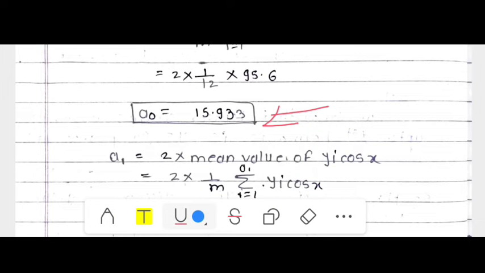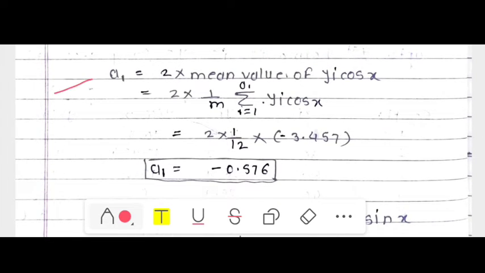Now similarly we write the formula for the value of a1. a1 is equal to 2 into the mean value of yi into cos x, which is 2 into 1 upon m summation, i runs from 1 to m, yi into cos x. So 2 into 1 by 12 into the summation from the table, minus 3.457. So the value of a1 we get is minus 0.576.